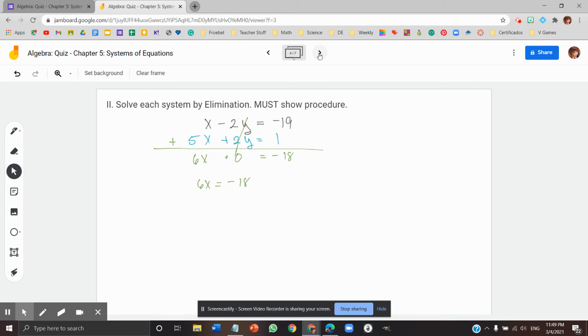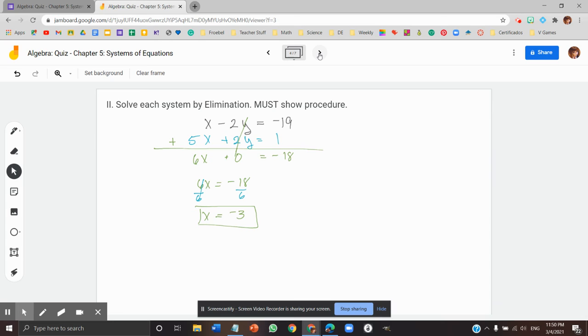Now I want to solve for my x. I want to leave it all by itself, so I'm going to have to divide. I'm going to have to divide by 6 on both sides. And 6 divided by 6 is 1, and 1 times x is x. And negative 18 divided by 6 is going to be negative 3. So I found out what x is, but I haven't found out what y is.